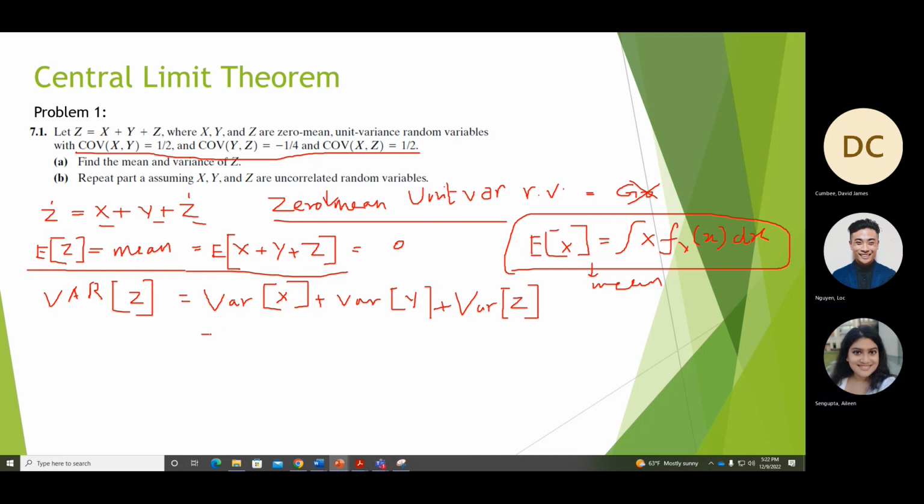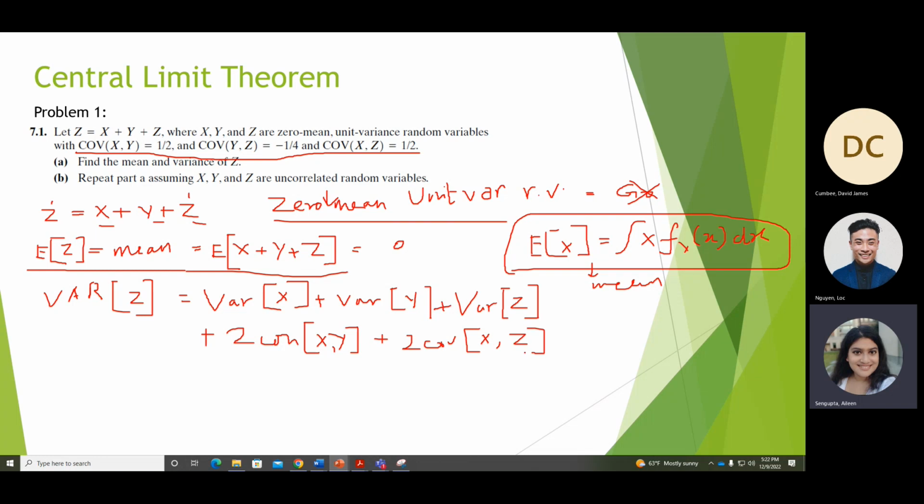Plus 2 covariance of x and y, because they are correlated. These numbers are all correlated. We'll talk about why this formula is like this. If you understand it, that's great. If you don't, these are just numbers. So we have done x, y, y, z, and then 2 of, so this formula is also given at the back of your exam. Wait, I have done x, y.